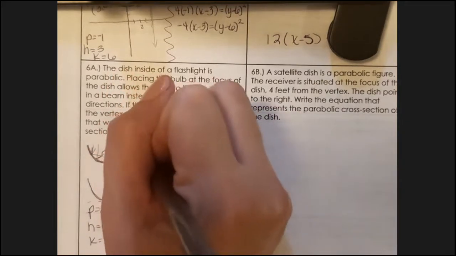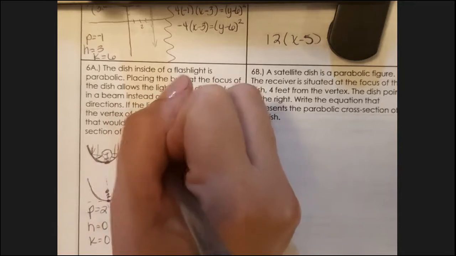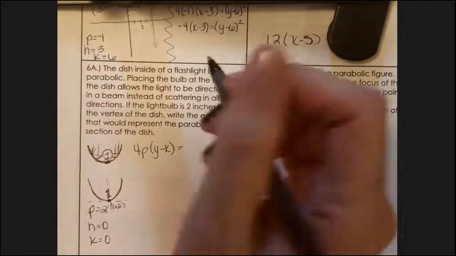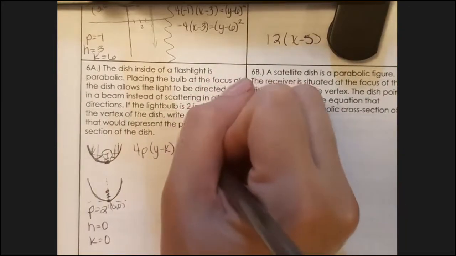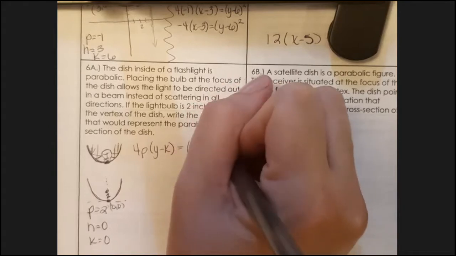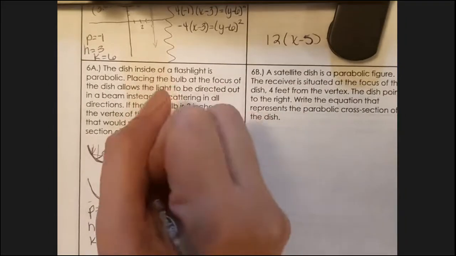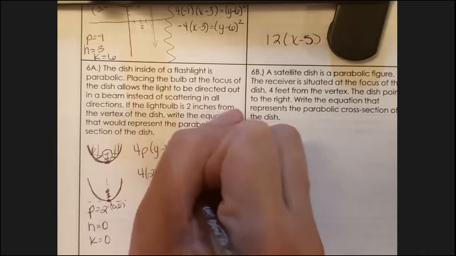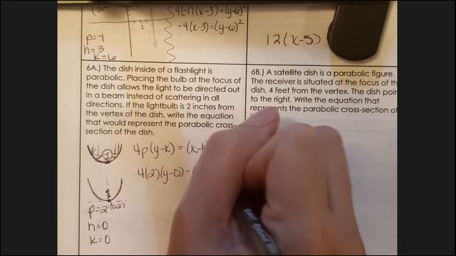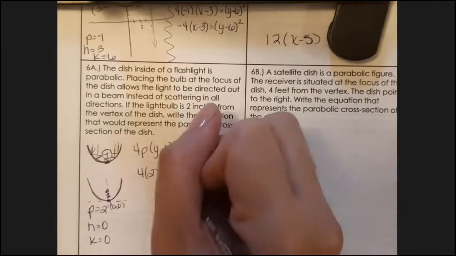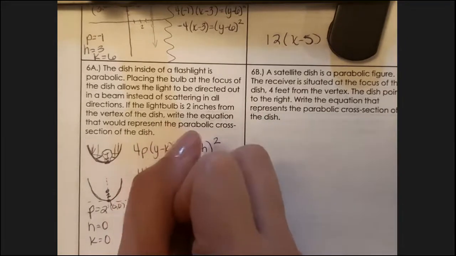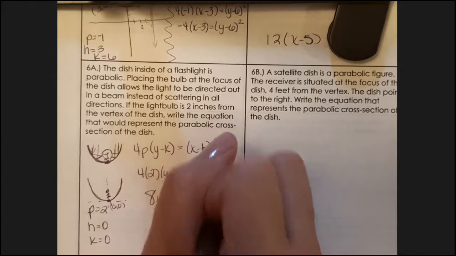All right, so I'm going to use 4p(y minus k) because I have a vertical parabola. So my x parentheses needs to be squared. My p is 2, y minus 0, x minus 0 squared. These minus zeros are inconsequential. They don't change the value of anything. So what I get here is 8y equals x squared.